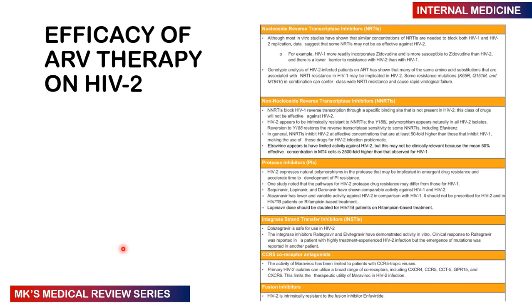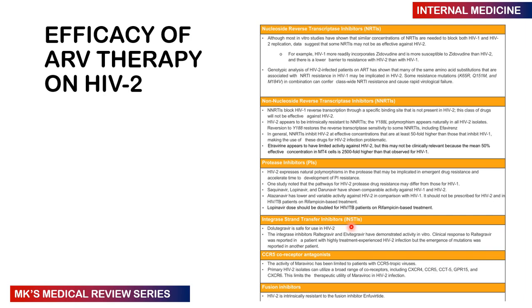But what we have realized is that from the protease inhibitors, the only one that is quite effective is lopinavir. And remember that we should double the dose of lopinavir in patients that are on rifampicin-based treatment and being treated for TB. And of course, with the integrase inhibitors, dolutegravir is effective against both HIV type 1 and type 2.